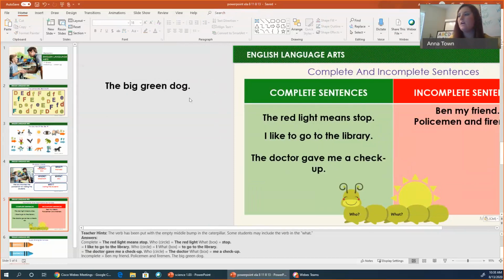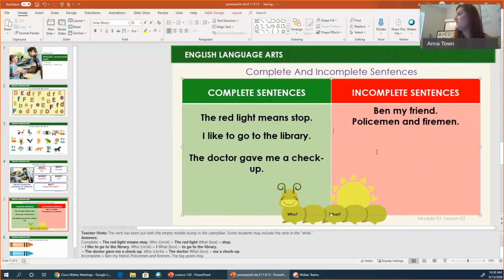The big green dog. Complete or incomplete sentence? Boys and girls, it is incomplete. And why it is incomplete is because it says who, right? The big green dog. Big and green are just adjectives describing the dog. It doesn't say what the dog is doing, like eating food, playing chase. It just says that we have a big green dog. So we're missing the what portion like we are in policemen and firemen.